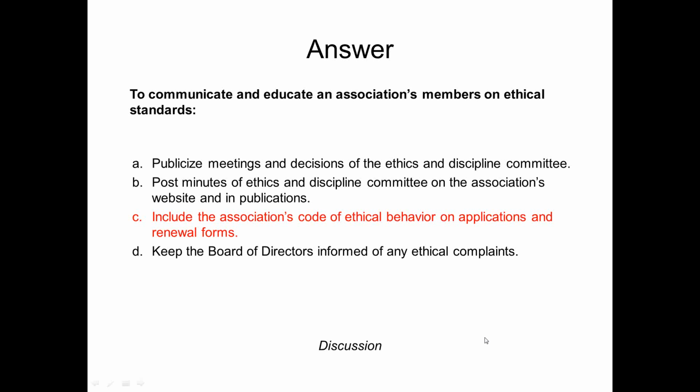Explain the association's code of ethical behavior and applications. It actually wasn't the answer on the initial test. I don't know that that's a good thing to do. What can you say about that?